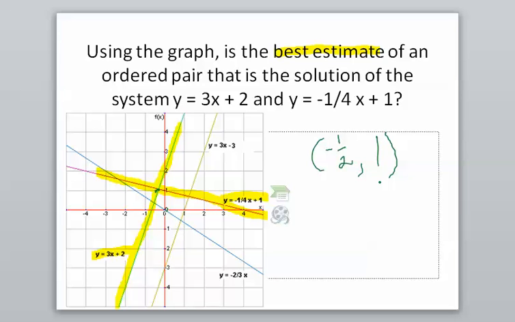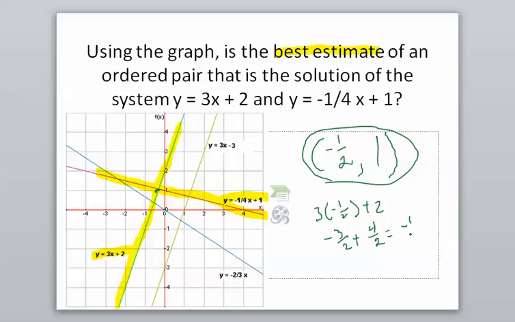Now, it's a little bit different from both of those, but that's a pretty close estimate to a solution to this one. So let's try it and see what we get. If I take 3 times negative 1/2 plus 2, well, 3 times negative 1/2 is negative 3 over 2, plus 2 is 4 over 2. Let's see, that's going to be equal to negative 1/2. That's not anywhere near 1, is it? Let's try it in the other one over here.